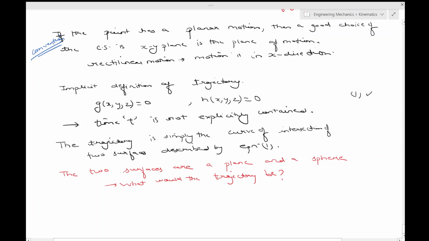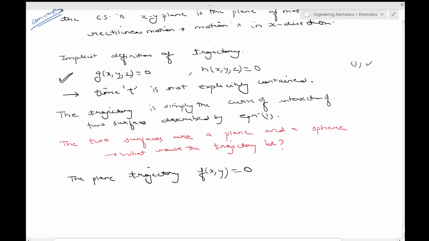So if one wants to calculate the acceleration and velocity, we can do it with respect to time. Let me just take a simple example. Let's say that the plane trajectory is f(x, y) is equal to 0. Say this is a circle, for example. You know what the two surfaces would be when the trajectory comes out to be a circle. Again, we are not working with that, but just as an example.